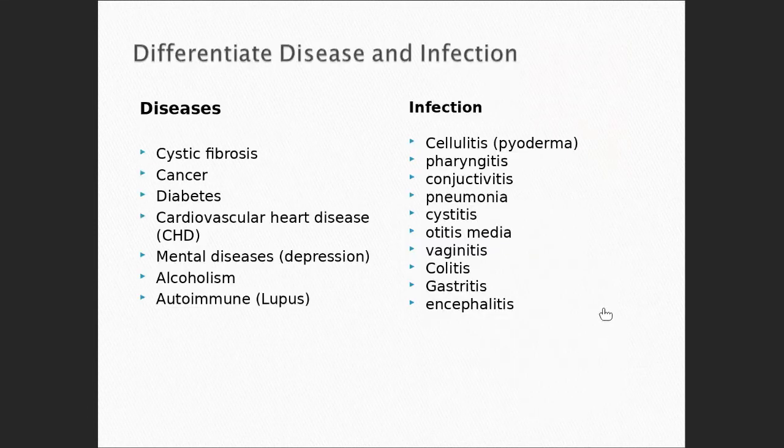Infections, if you look at them, right? Cellulitis, sometimes known as pyoderma, pharyngitis, conjunctivitis, pneumonia, also known as pleuritis, cystitis, otitis media, vaginitis, colitis, gastritis, encephalitis. These all end with itis, and that means there's inflammation. And the inflammation is due to an infectious agent, a microbe, that is interacting with the tissues or the metabolic processes, and you're having this inflammation, right? So there's a big difference, right?